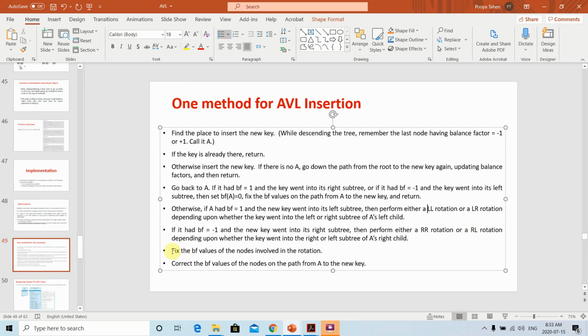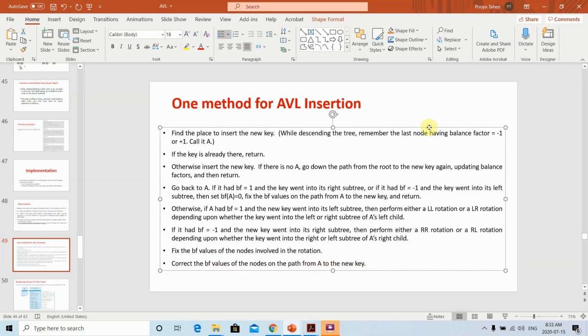And then after doing the rotations, we also have to fix the BF values of the nodes that were involved in the rotation, okay? And correct the BF balance factor values of the nodes on the path from the A to the new key. Not only the three nodes that were involved in the rotation, we also have to correct the balance factor values of the nodes on the path towards the new key.